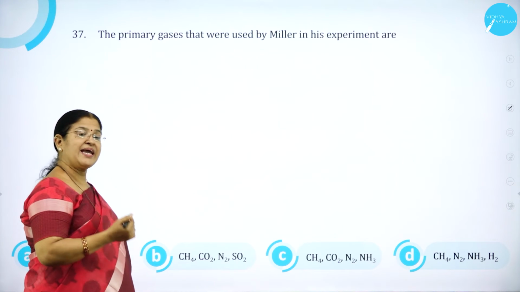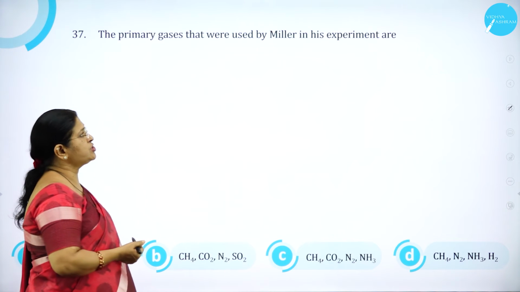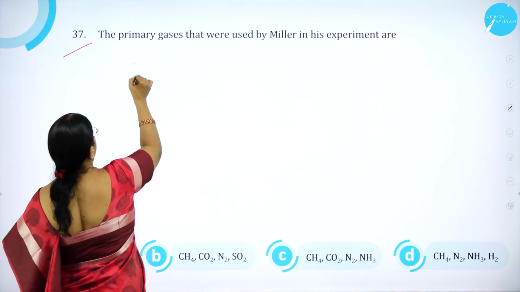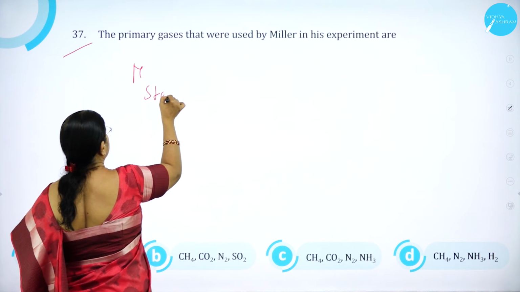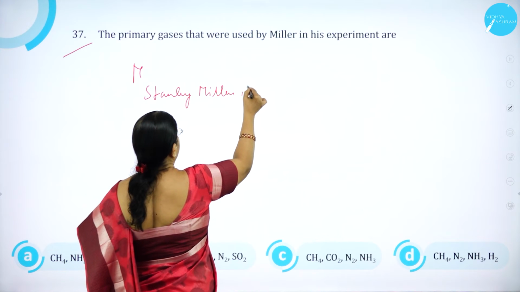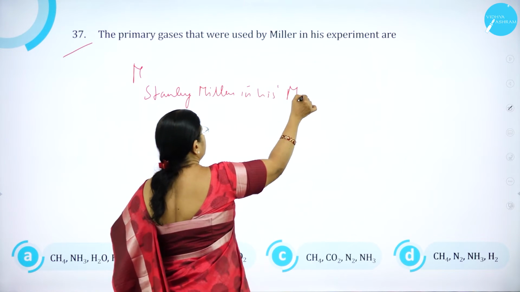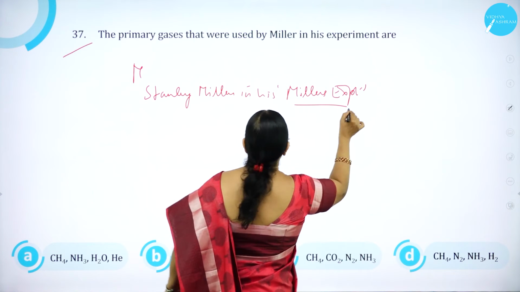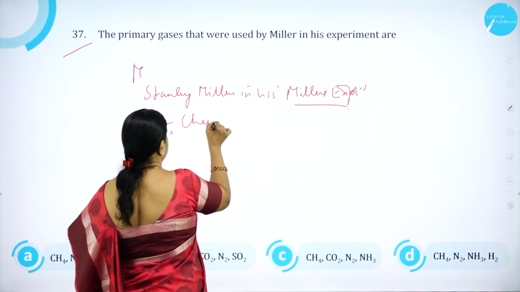The primary gases that were used by Miller in his experiments, that is the 37th question. So Stanley Miller, in Miller's experiment, this experiment was to prove what? Chemical evolution.